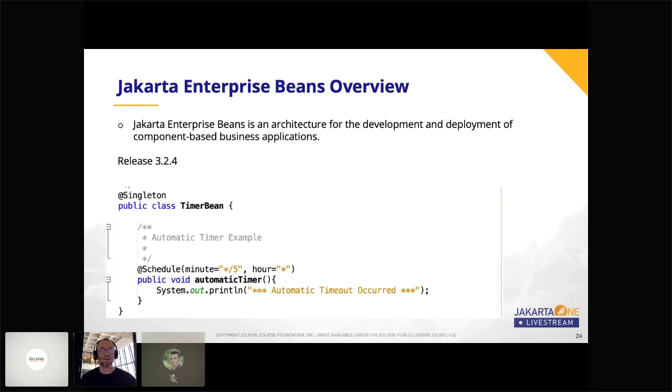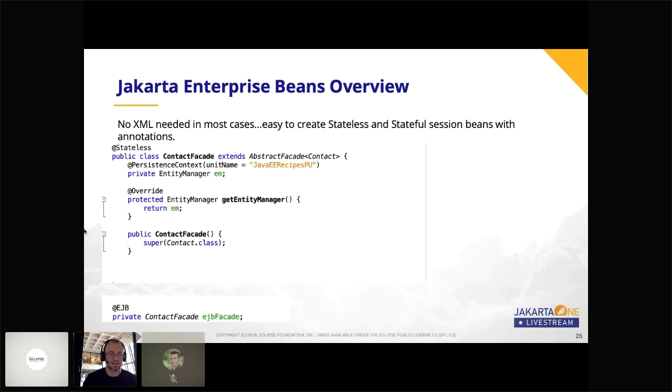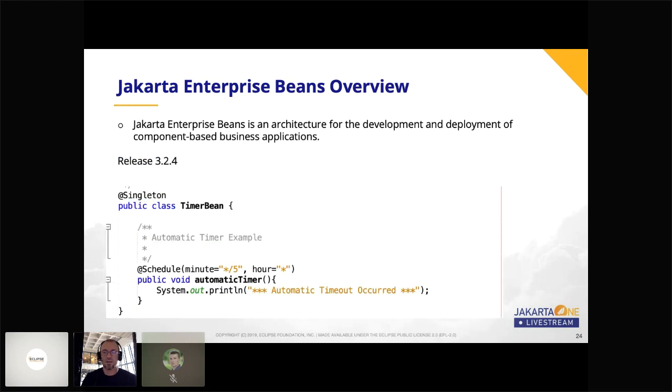So Jakarta Enterprise Beans is a mature architecture for development, and this has been around for quite a number of years now, but it's used in component-based business applications. Although Enterprise Beans have been around for a long time, they've matured quite a bit over the past few releases of Java EE, and now in Jakarta EE, they're even more powerful than ever because they include all the features that came with the last couple of years. Features such as singleton, asynchronous, and the ability to create timers with a schedule.